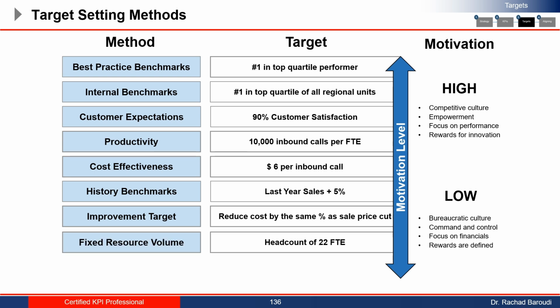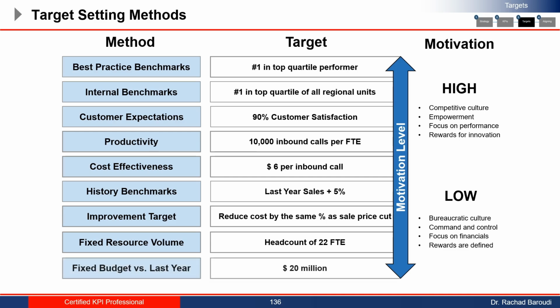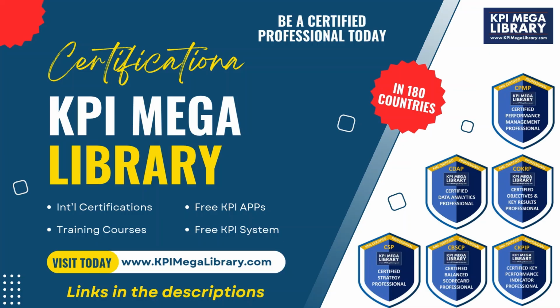Fixed resources volume, and this is very common in the government, where you will say, okay, we have 22 people, go and manage whatever is needed. Also, fixed budget versus last year. So you have 20 million, just like last year, also manage. So all these methods are used to set targets. And let's take a look at the other exercise that might help us understand even more.